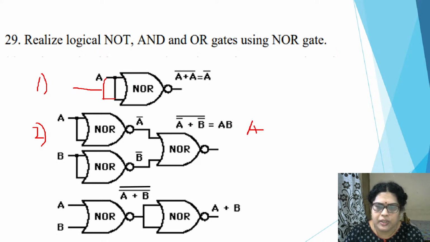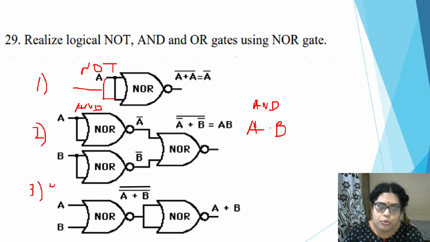AB is actually A and B, so it's a product. So A and B is actually representing the AND gate. The first one is representing the NOT gate. So in the exam you need to write this. You have to write NOT gate and draw the symbol. The second one you have to write as AND gate, and then you draw the symbol. And the third one is known as the OR gate. You are realizing the OR gate using the NOR gate.